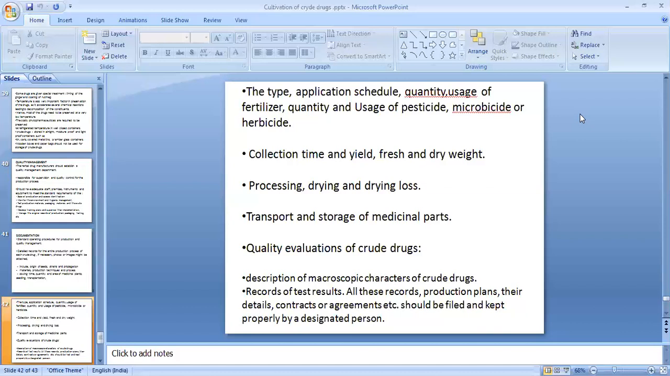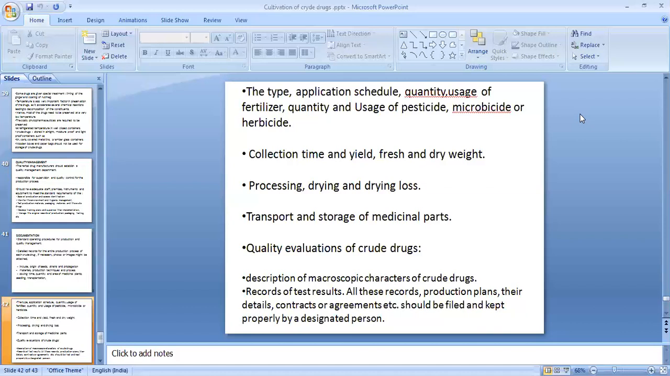And apart from that, all the records of the production plans, their details, contracts or agreements, etc., whatever it is, have to be filed and properly kept under a designated person. That is nothing but the documentation. That is right from the cultivation until the storage of drugs. All the things they are doing have to be recorded, if possible, along with photos and images. And that record should be maintained under a designated person. That is called documentation.